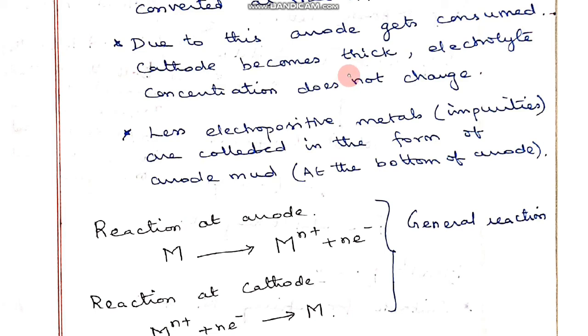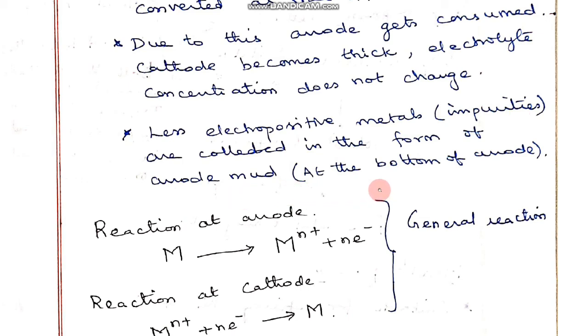That means the pure metal is getting coated over the cathode, that is, it is getting deposited over the cathode again and again, and the electrolyte concentration does not change. Why it doesn't change is because the reaction is going to happen. It's going to go into the electrolyte, then only it will enter into the cathode, so the electrolyte concentration remains the same. Here, the less electropositive metals, that is the impurities, are just collected in the form of anode mud.